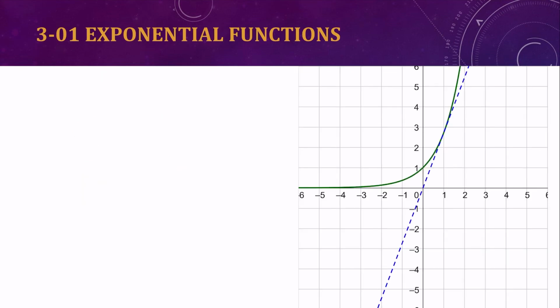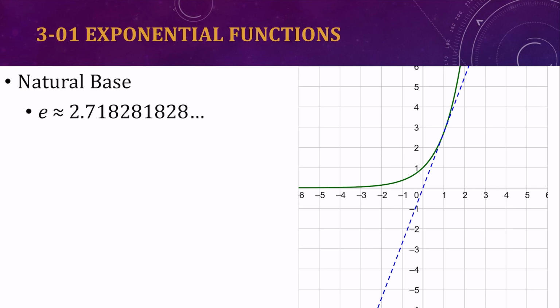Now there's a special exponential function, a special base. It's called the natural base. The natural base is e, and it's about 2.718281828, but it's not repeating. It goes on to other decimals. And it's kind of like pi, so it doesn't repeat and it goes on forever, which means it's irrational. So the exponential function with that base is just e to the x.